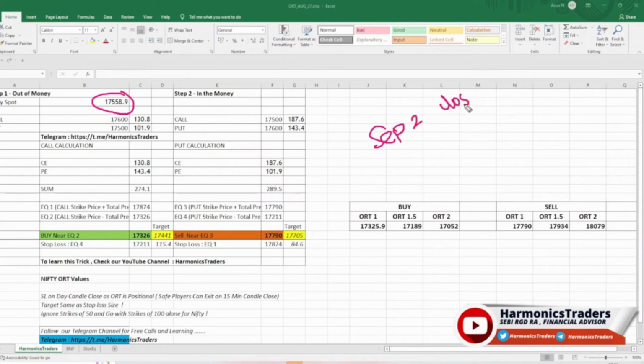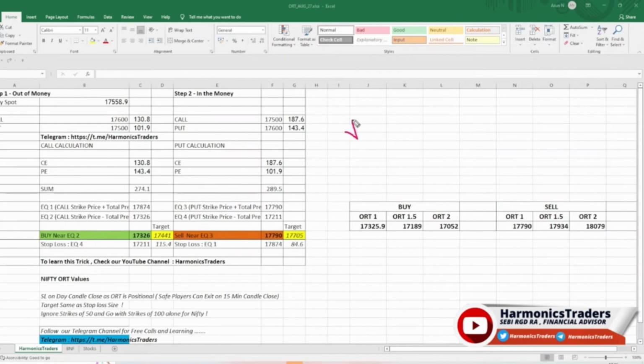Okay, with respect to September 2 close, you have to do this. We'll be finding the out of the money and in the money CE and PE, and we'll be putting all these values. Our job is to write these numbers and put these values, then the Excel will take care of everything. So this is the basic version, which we have already explained on our YouTube. You could go check our YouTube, Harmonics Traders, to get more clarity if you need any.